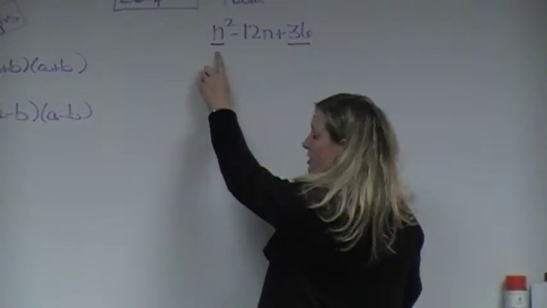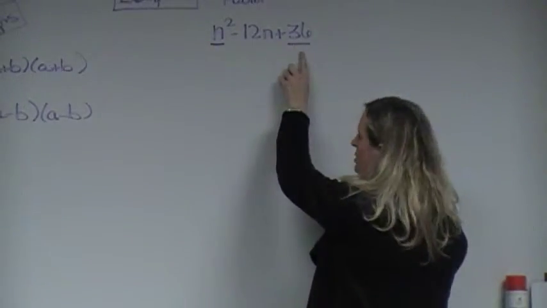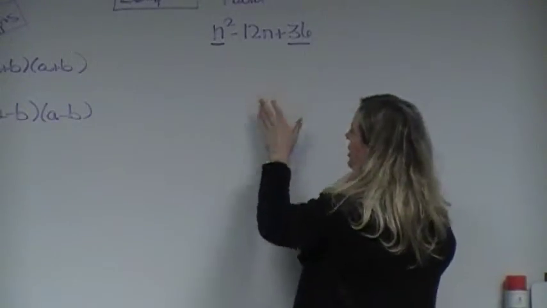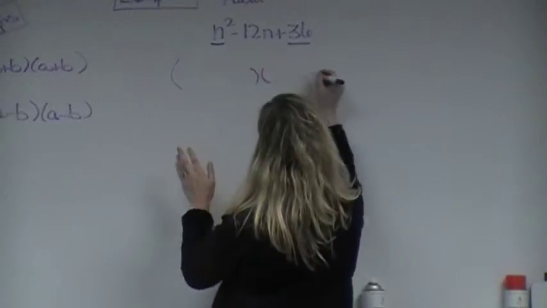Is that a perfect square? Yes. Is this a perfect square? Yes. And is the last term positive? So therefore, this is a perfect square trinomial, and it can be factored using our method.